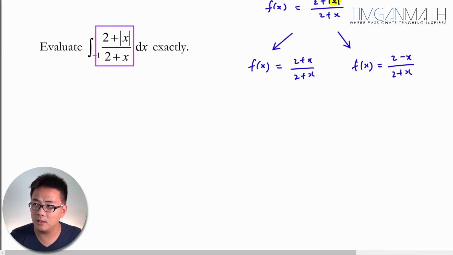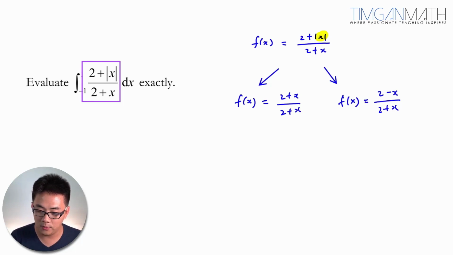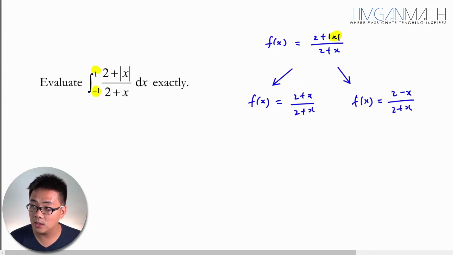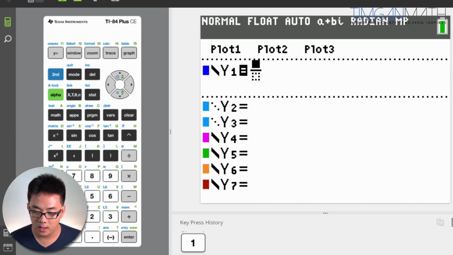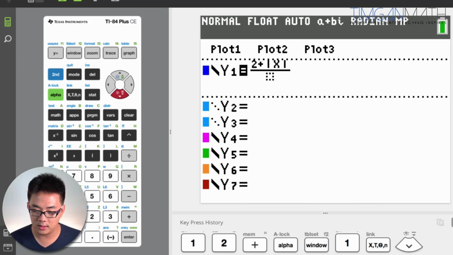The other thing is, since you have a GC, just sketch the curve first. Don't worry about it. Because you're looking at -1 to 1, just sketch the curve first. So from here, what we're going to do is basically just bring out your GC. We're going to get f1, put it there, and your 2 plus mod x, so 2 plus alpha f1 x, and you put here as 2 plus x.